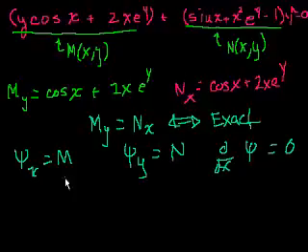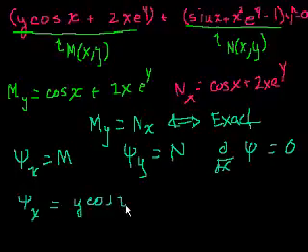So let's solve for xi. So we know that the partial of xi with respect to x is equal to M. So we could write that. We could write the partial of xi with respect to x is equal to M, which is y cosine of x plus 2x e to the y, right? That's just here. That's my M of x.